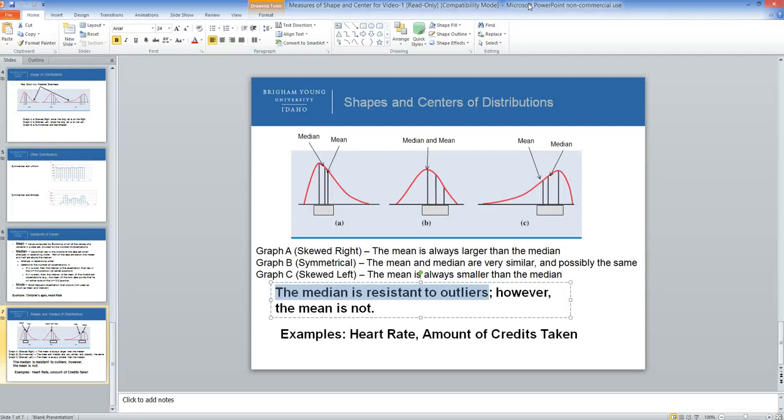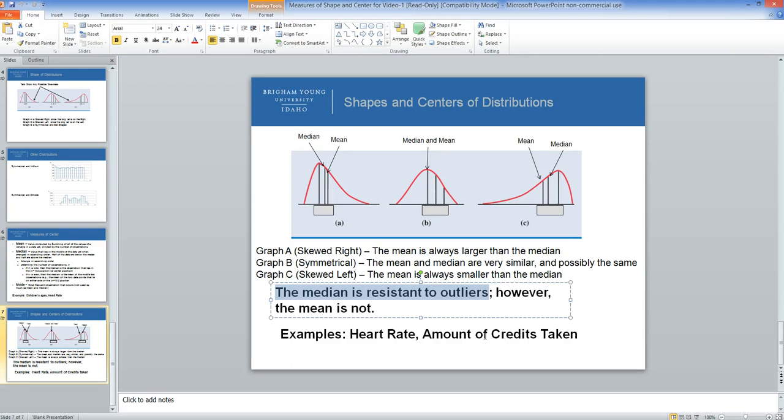So to summarize, the median is resistant to outliers. If you put them in or yank them out, the median won't change that much, if at all, but the mean will change. Definitely, at least, it'll change more than the median.